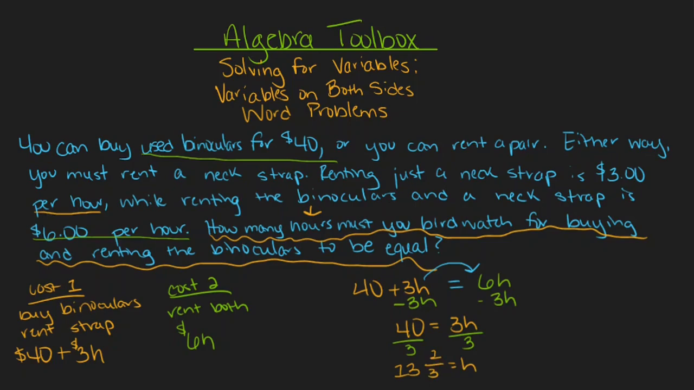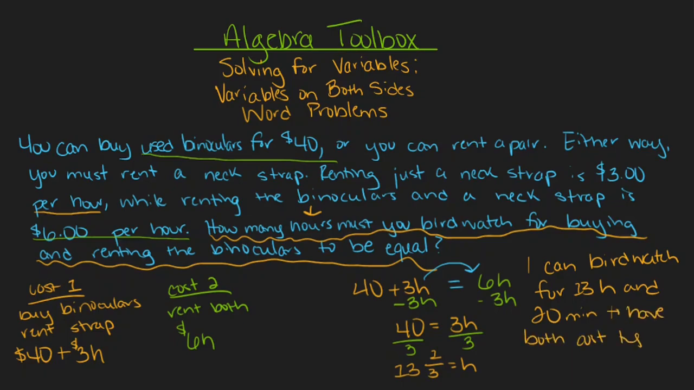Since we're working on a word problem, I always have to go back and relate this value to the situation of the word problem. So we're looking for hours of bird watching we have to do to make these costs equal out. That means I can use the final or main question of this setup in order to create an answer. So instead of just saying 13 1/3, I need to put that in the context of the problem by saying I can bird watch for 13 hours and 20 minutes, turning that 1/3 of an hour into 20 minutes, to have both cost types be equal.